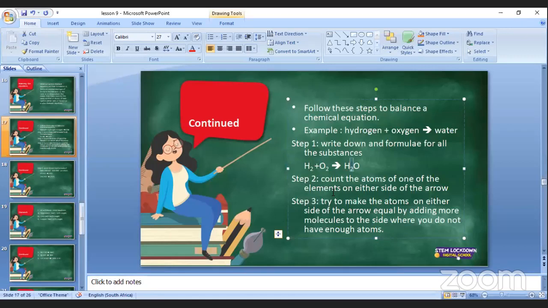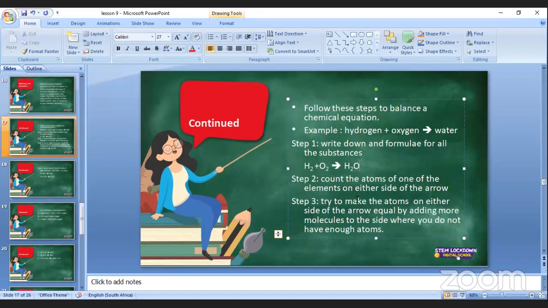So we've got that. Then step 2. They give you hydrogen with oxygen to give water. As I told you, step 1, you write them in symbol and formula form: H2 reacts with oxygen to give water. Step 2, count the atoms of one of the elements on either side of the arrow. So you're looking at this equation again. This side we've got 2 oxygens and this side we've got 1 oxygen. We've got 2 hydrogens on this side and 2 hydrogens on this side. So our hydrogens are balancing, but our oxygens are not balancing.